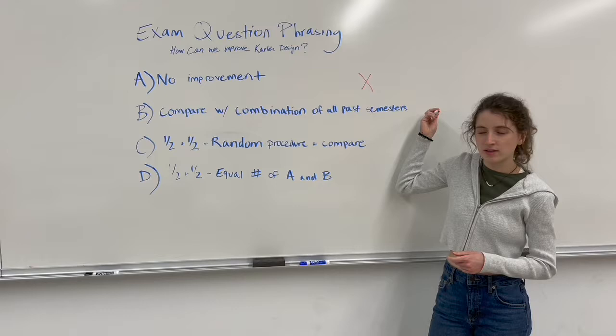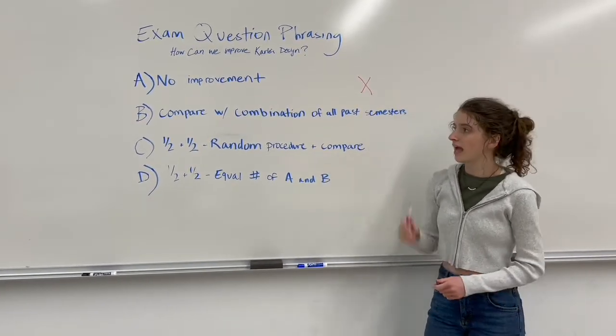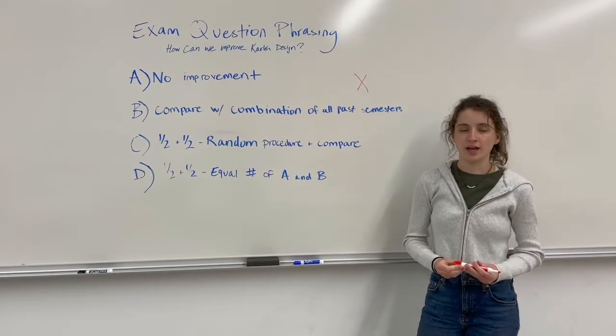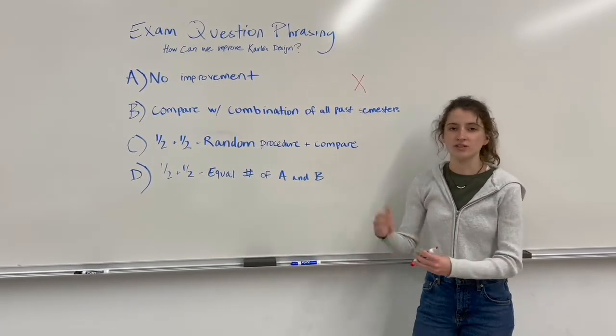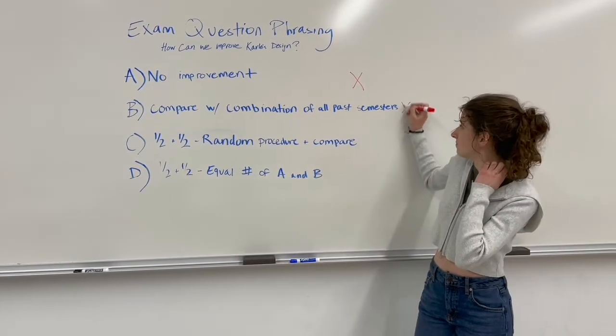B is kind of the same thing. There's really no reason to do this combination of all past semesters thing, and you're still looking at old historical answers instead of looking at how a change is going to affect students' answers. So B is also wrong.